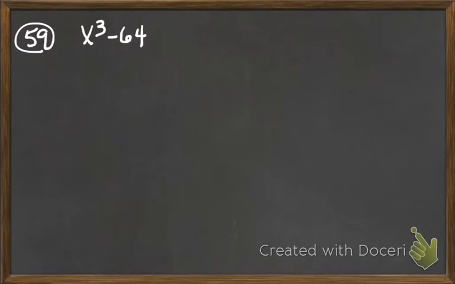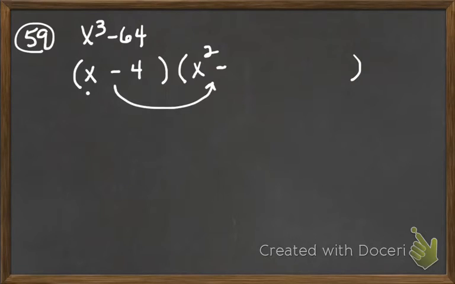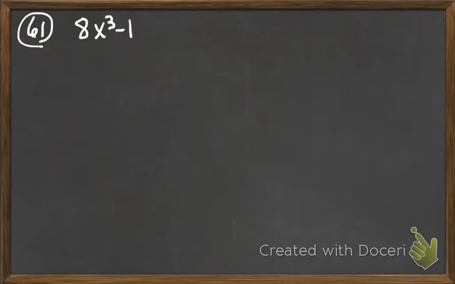59 is the difference of two perfect cubes. Again, we're going to use our formula. We're going to get a binomial times a trinomial. We're going to take the cube root of both terms. The cube root of x cubed is x, and the cube root of negative 64 is negative 4. We're going to take the first term of the binomial and square it. We're going to take this sign and change it. We're going to multiply x times 4, and we're going to get our middle term of 4x, and then we're going to take our negative 4 and square it. We're going to get a positive 16. So those are our factors.